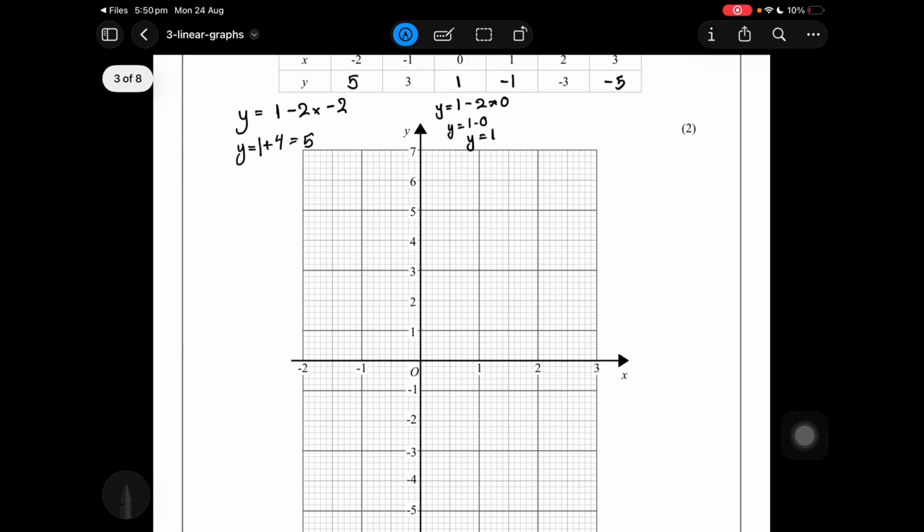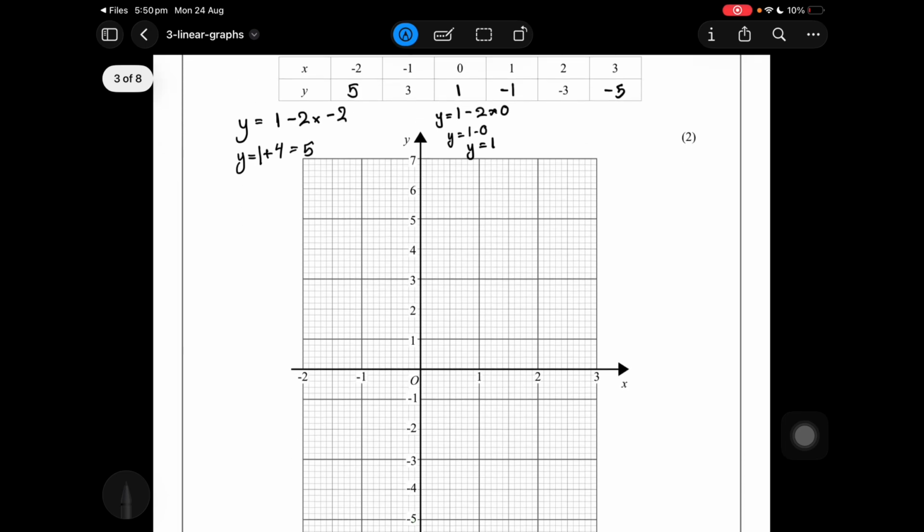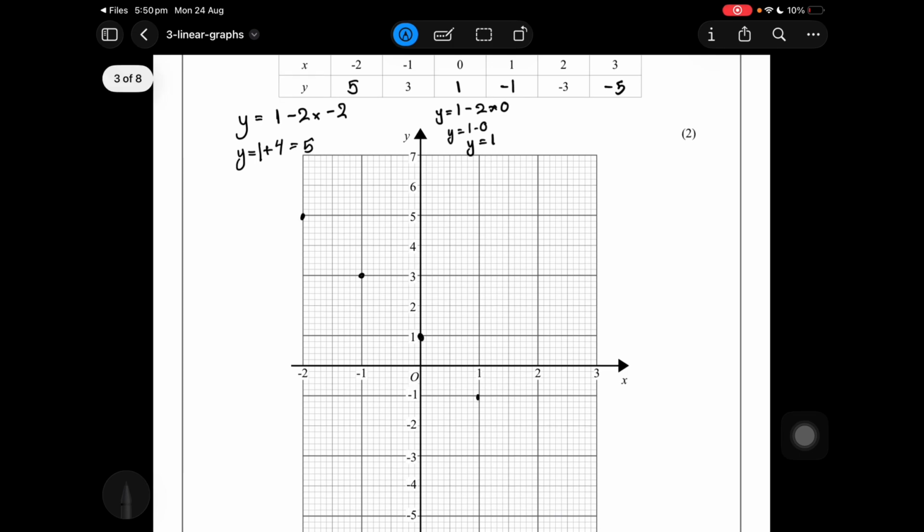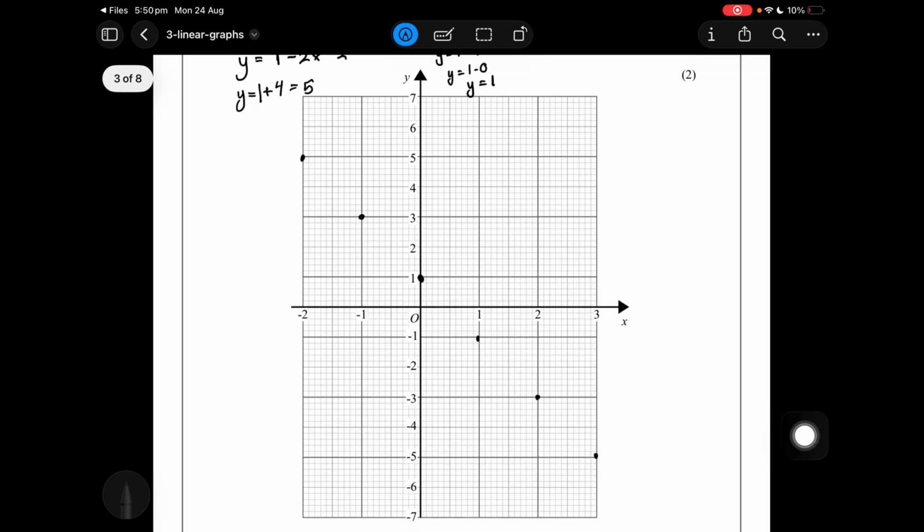So now let's put our points in. So negative 2 and 5, which is up here. Then negative 1 and 3. Then 0 and 1. Then 1 and negative 1. And 2 and negative 3. And 3 and negative 5. And now if we take our ruler, it has to be a straight line.